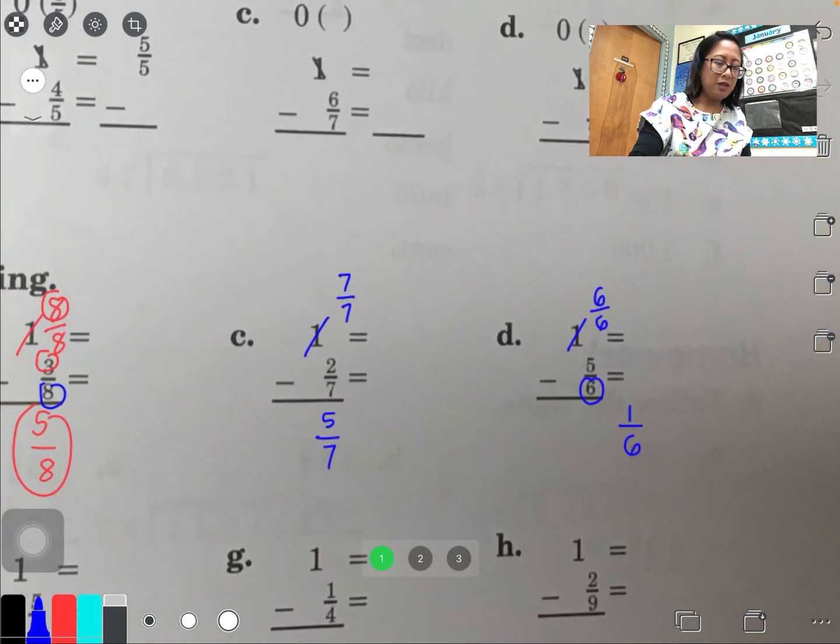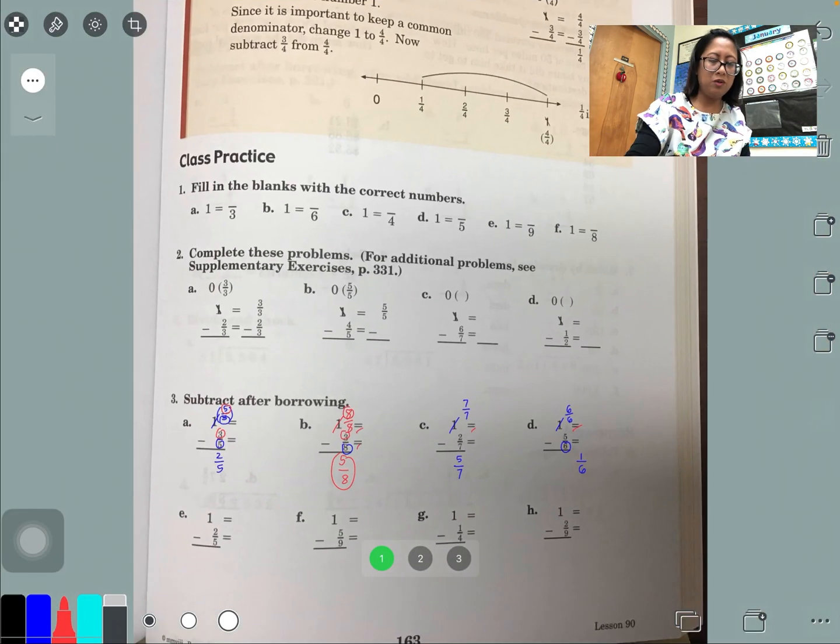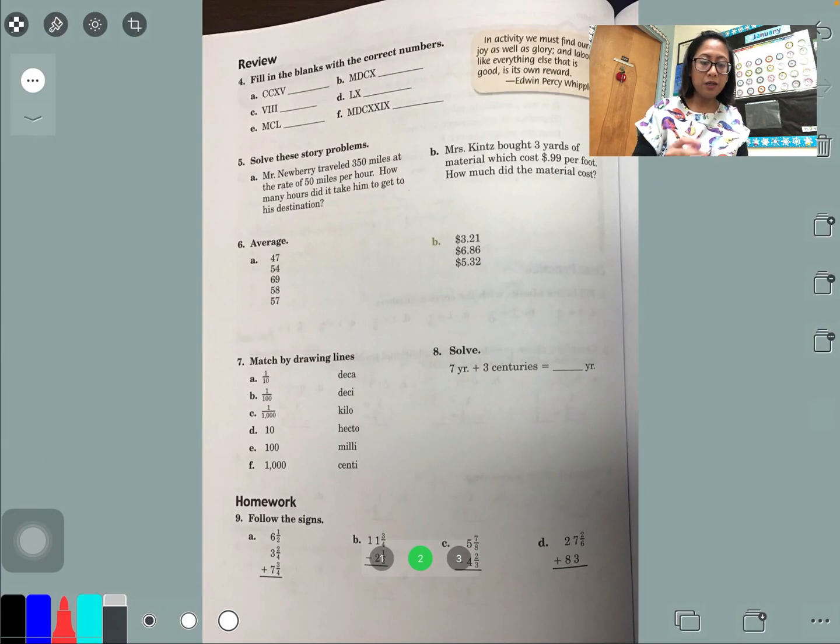That's it. Now you're probably wondering, wait a minute, Ms. Severa, why do they have all these equal signs? Don't worry about that. I'll show you why they're equal signs when we meet at our Zoom meeting. So we just did number 2, and we will definitely finish E through H at our Zoom meeting.